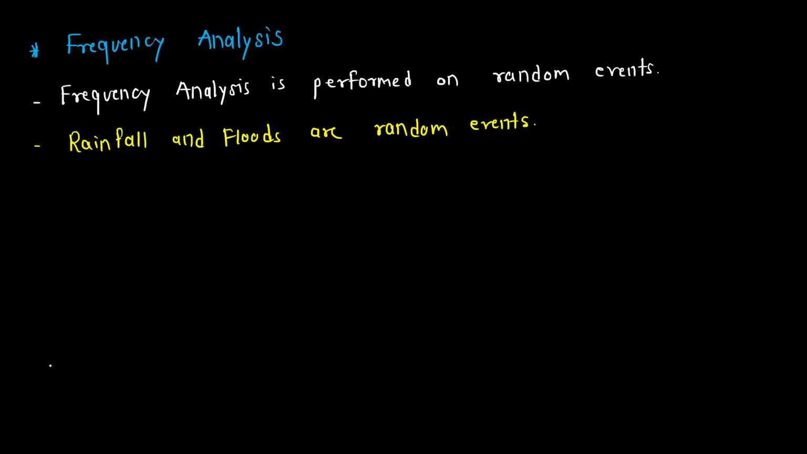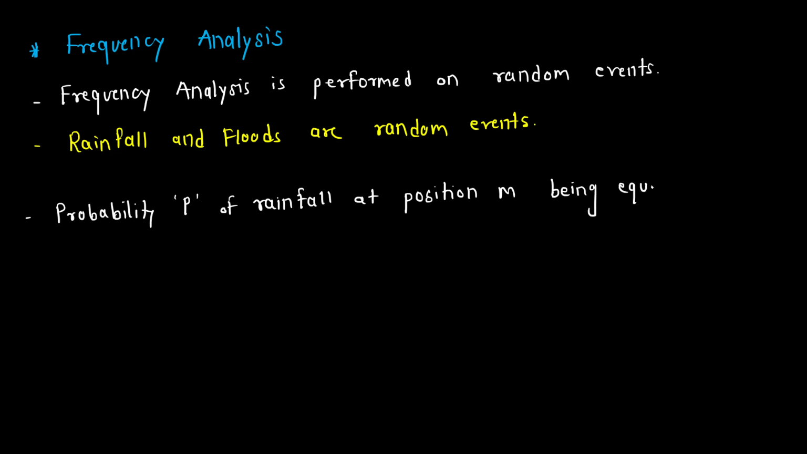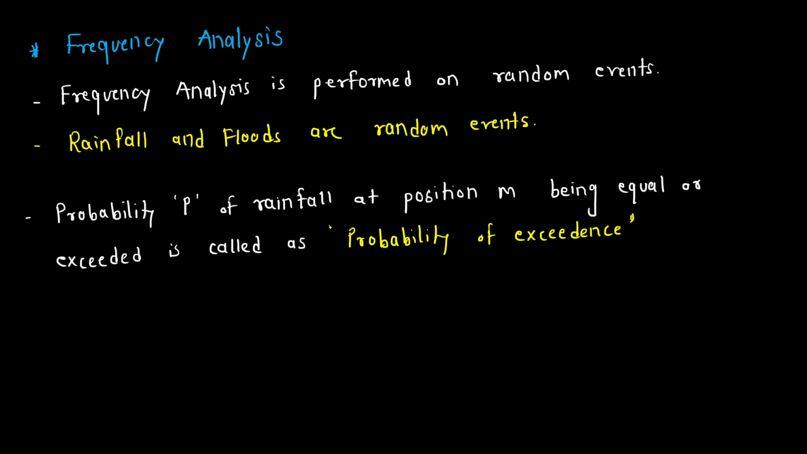Now the probability p of rainfall at position m being equal or exceeded is called the probability of exceedance. Okay, so from now on, if there is a term like this, probability of exceedance, that means the probability that the rainfall at position m is equaled or exceeded.